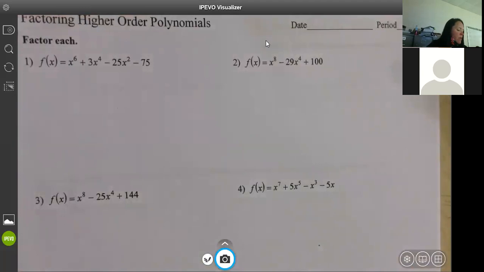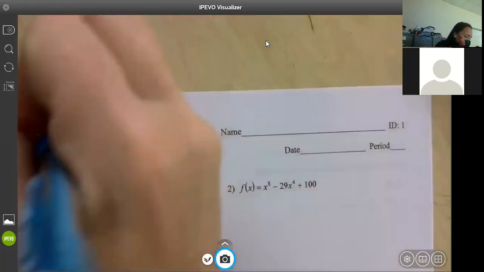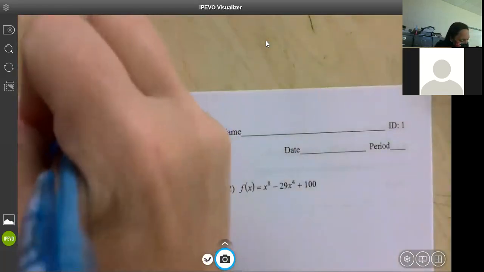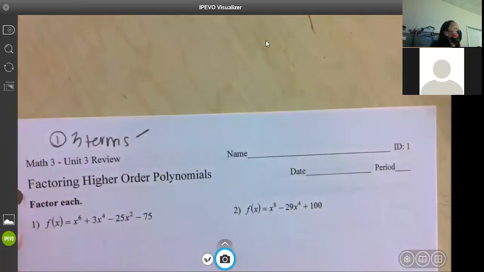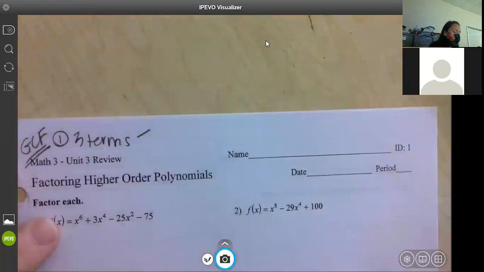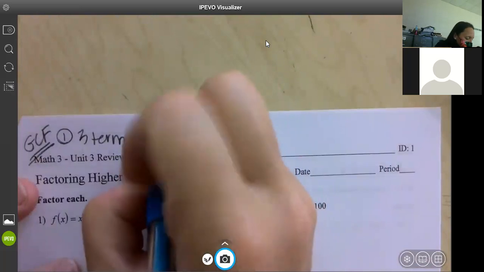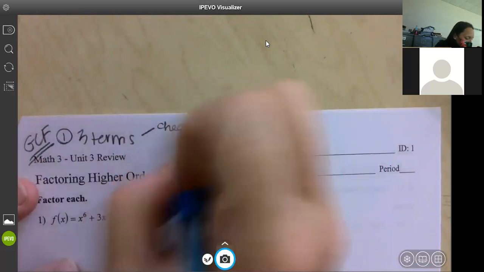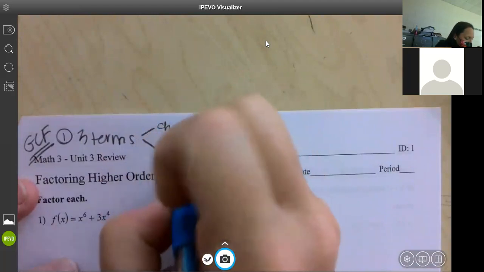Okay. So factoring higher order. The first thing you need to see is how many terms. If it's 3 terms, remember, always do GCF, okay? Always GCF. And then after your GCF, it has 3 terms. You either use cheater method or slide and divide.